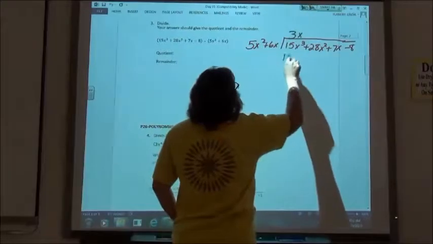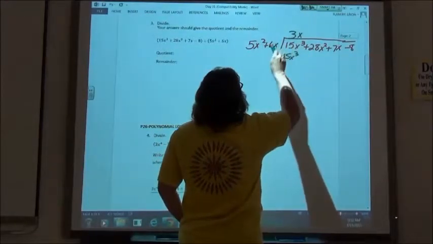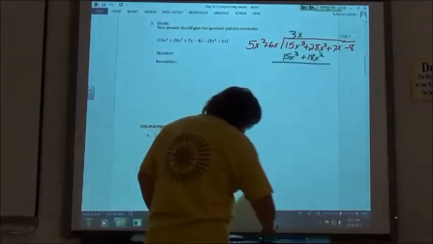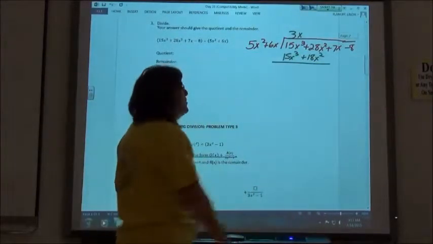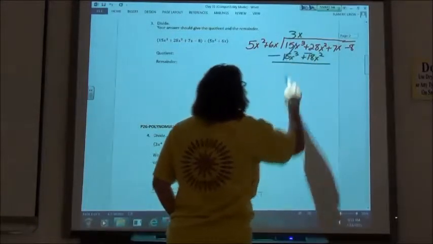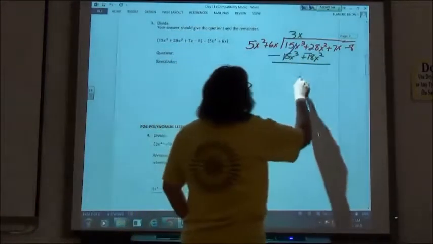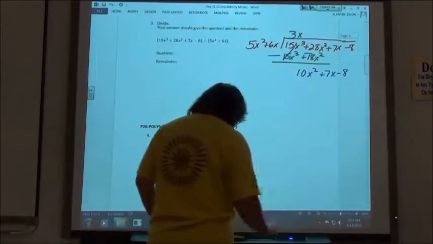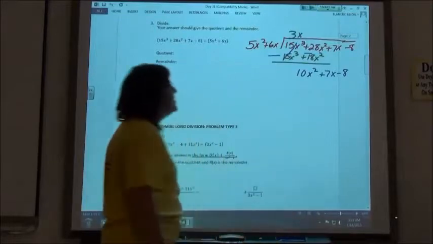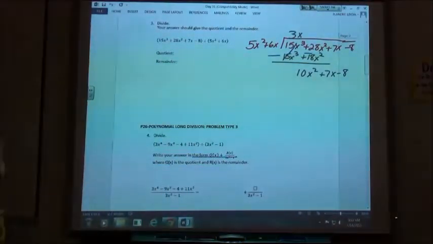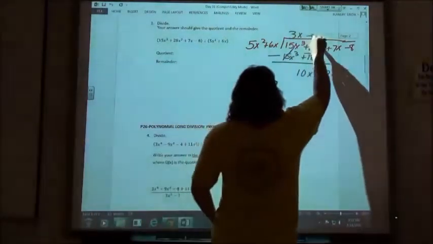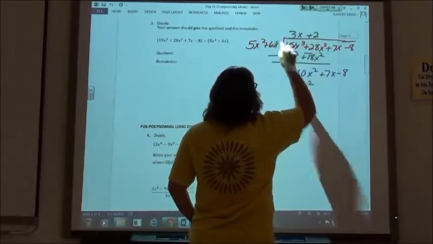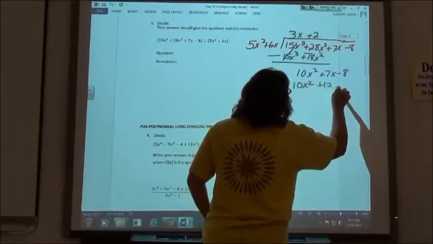So we would get 15x to the third, and 3x times 6x would be 18x squared. We then have to remember to subtract, so we're going to bring down an x squared plus our 7x minus the 8. So what times 5x squared gives you 10x squared? Positive 2. So 2 times 5x squared is 10x squared. 2 times a positive 6 is a plus 12x.